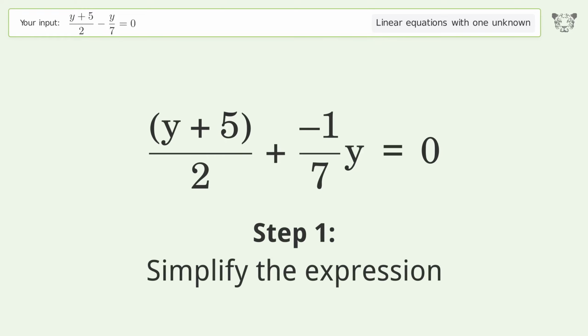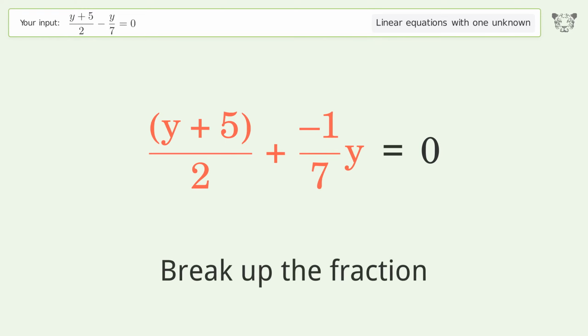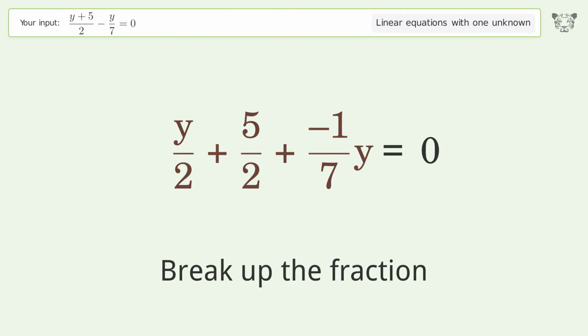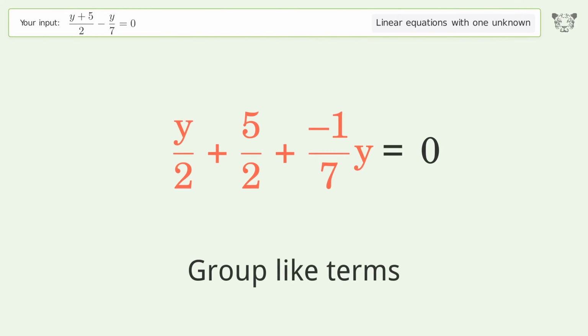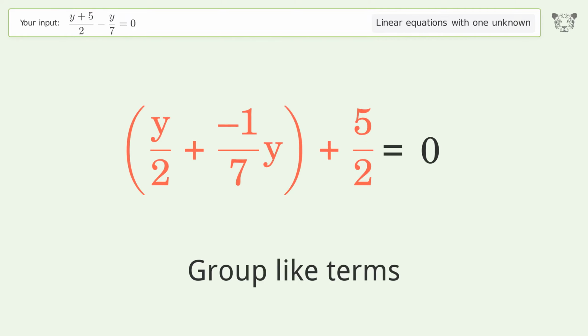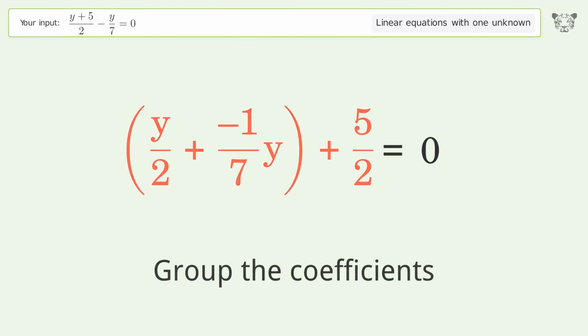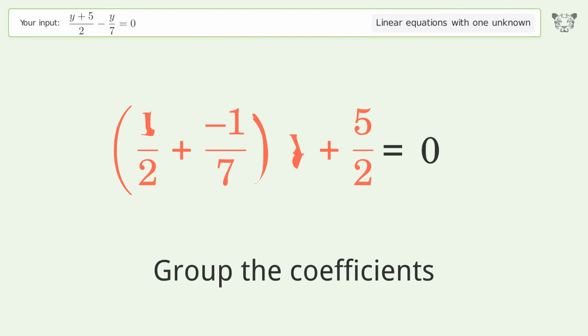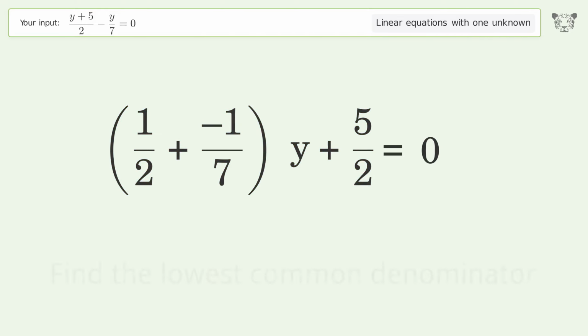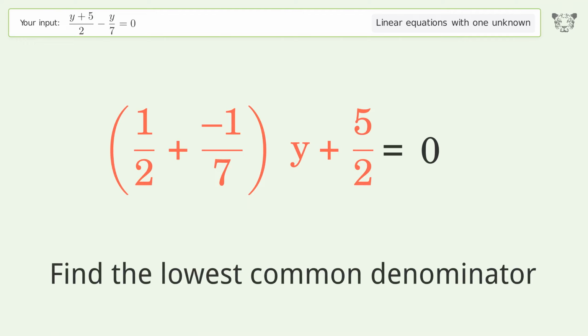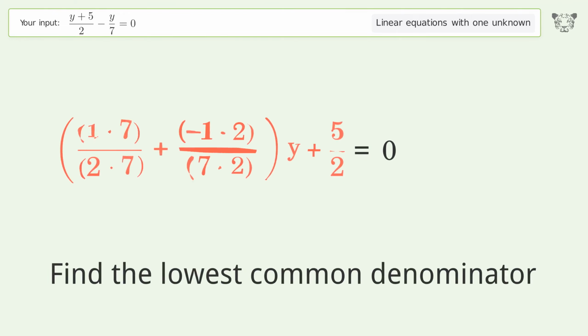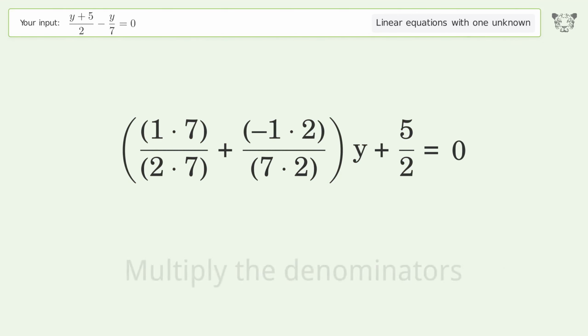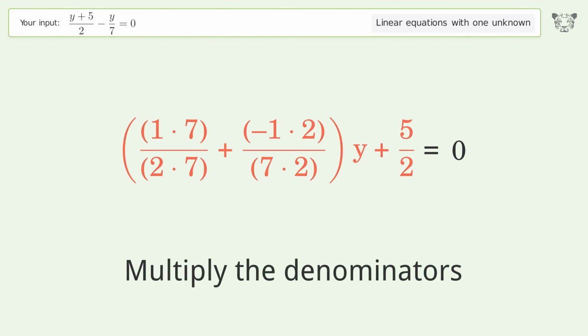Simplify the expression. Break up the fraction. Group like terms. Group the coefficients. Find the lowest common denominator. Multiply the denominators.